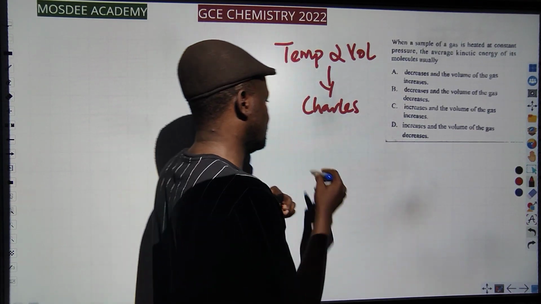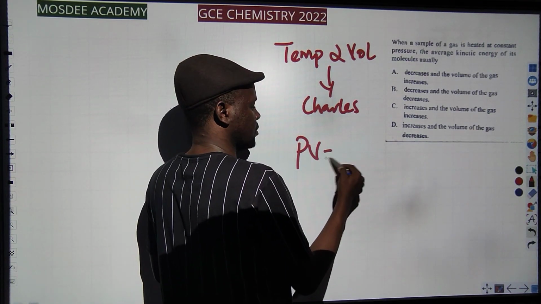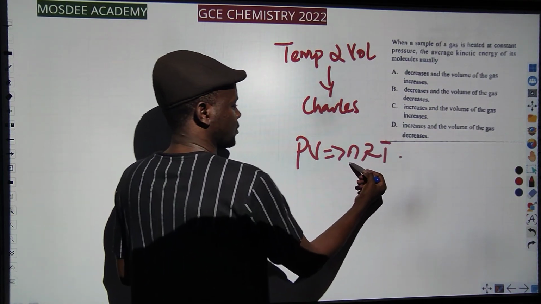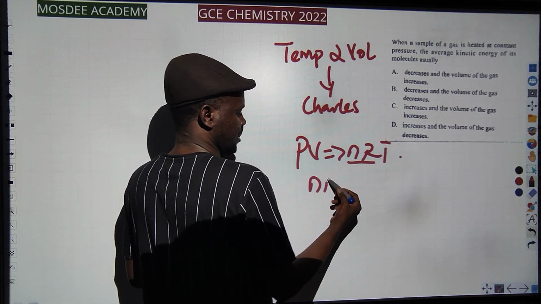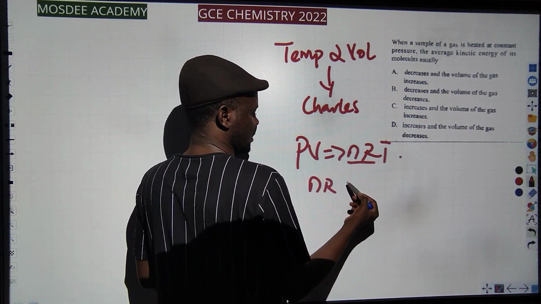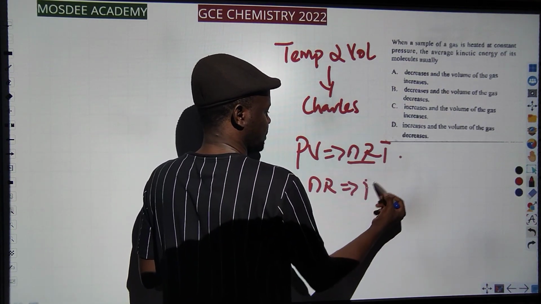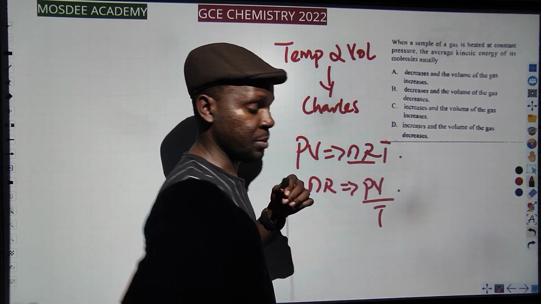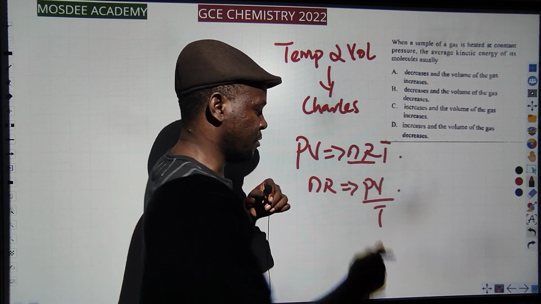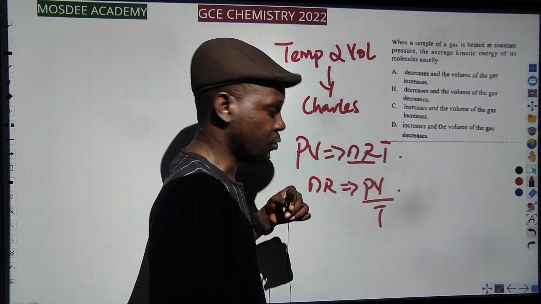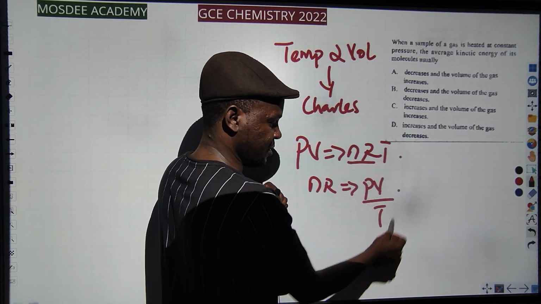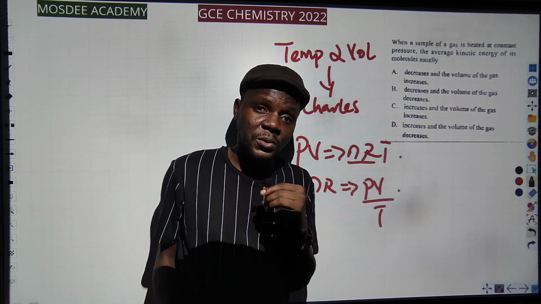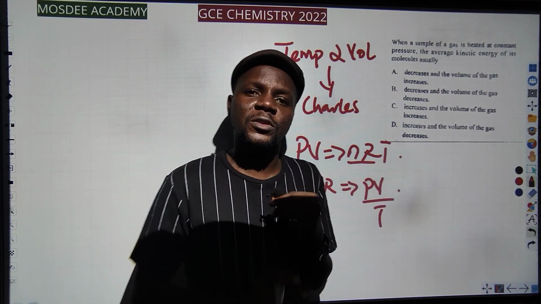And if you want to use the ideal gas equation also, just try and make these two constant. You can see nR is constant. So you can say nR equals PV over T. What do you see? That is how all the three formulas you are using come about. If you're using P and V, P1V1 equals P2V2. If you're using V and T, V1 over T1 equals V2 over T2. If you're using P and T, P1 over T1 equals P2 over T2. So you don't need to disturb yourself.